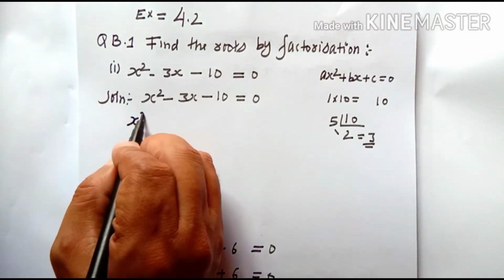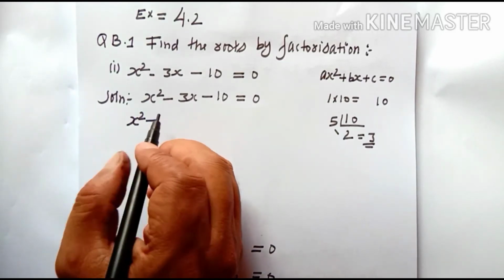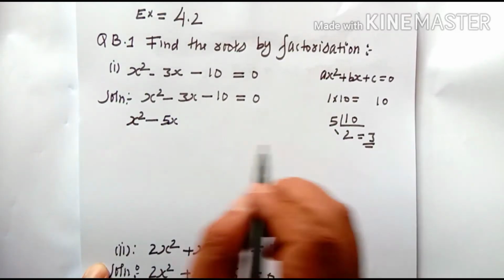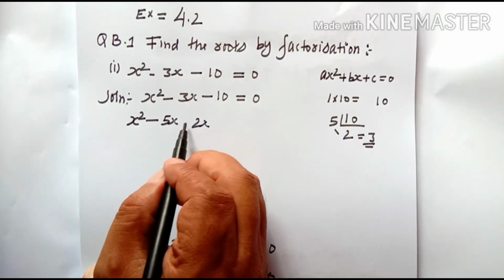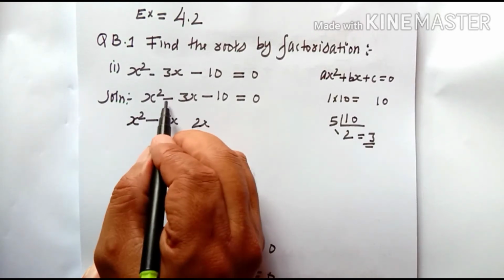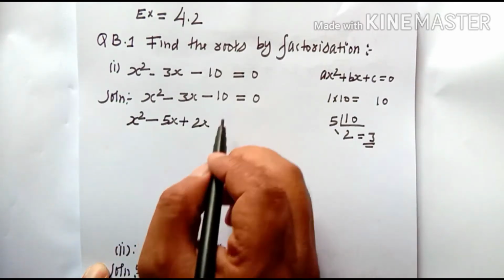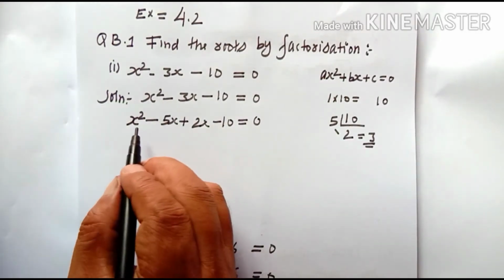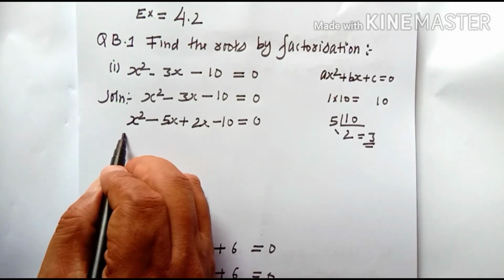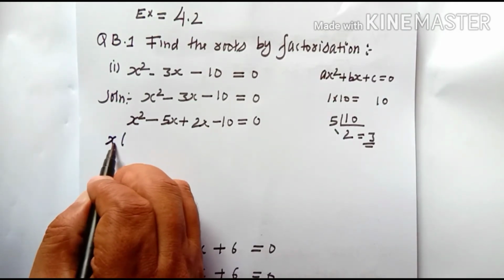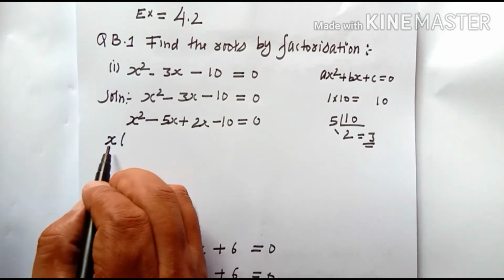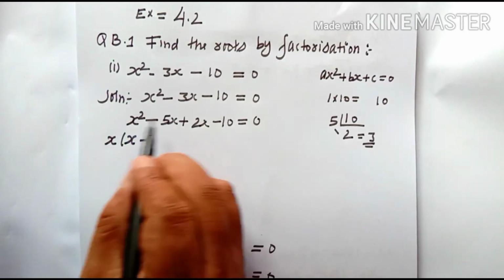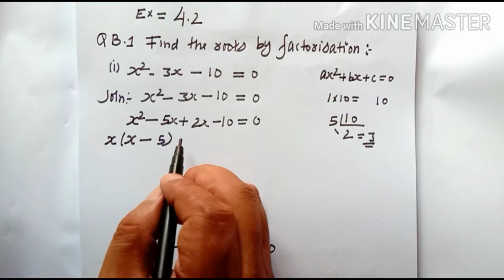Now x square, drop the same sign, minus. Take the bigger number, that is 5x, and the other number 2x. The sign, we just need to multiply these two: minus and plus. After that, minus 10, drop the same value, which equals 0. Now from the first two terms, take common. Common we can see only x. Out of x square I have taken x as common, then one more x remaining, minus. From here x is already taken out, only 5 left, plus sign.